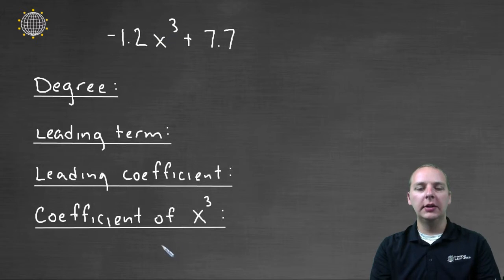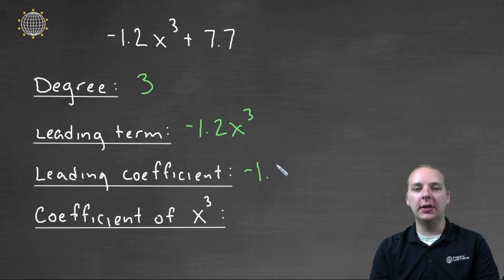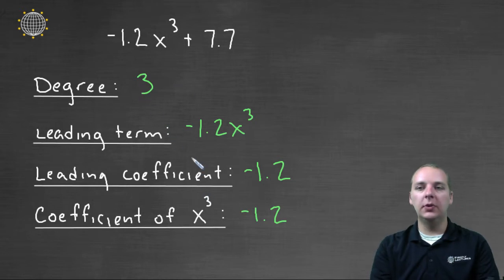All right, we're going to start speeding up a little bit for the last few examples. This polynomial, really the only variable exponent that I see is x cubed. So this is degree 3. The leading term, the term that goes with the variable with the highest exponent, would be negative 1.2x to the third. That would make the leading coefficient just negative 1.2 only. That's just the coefficient. And it also happens to be the coefficient of x cubed, since that is our leading term. So that's the solution for this one.